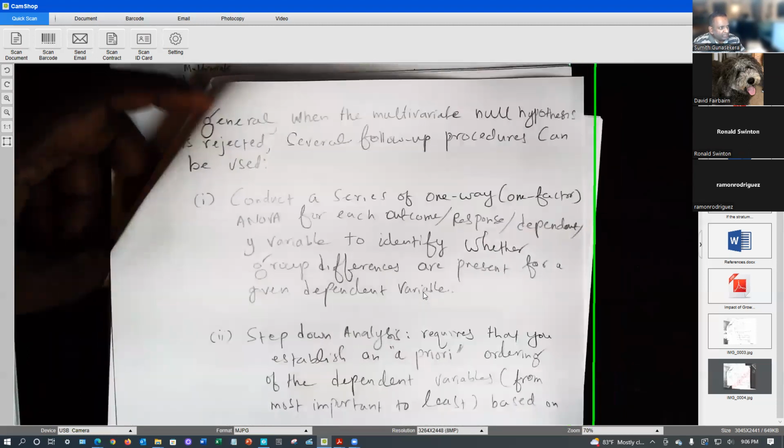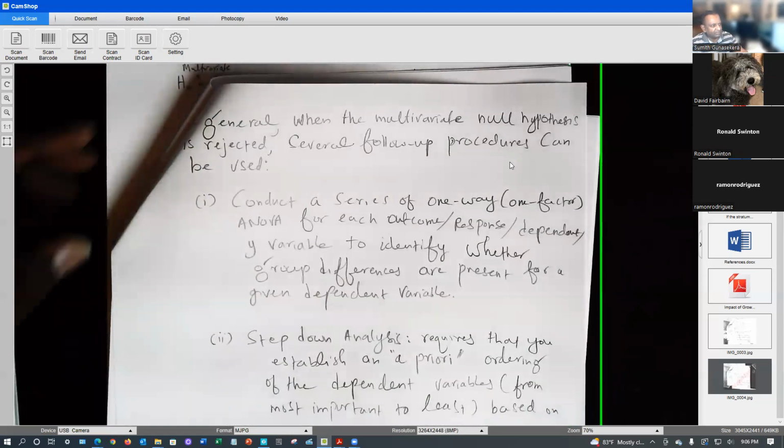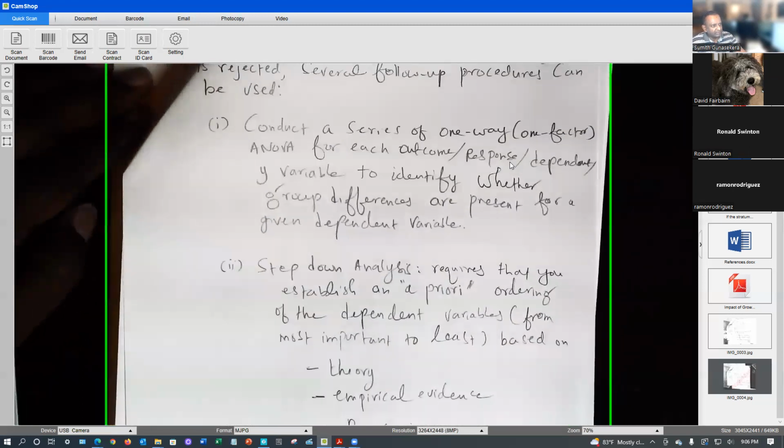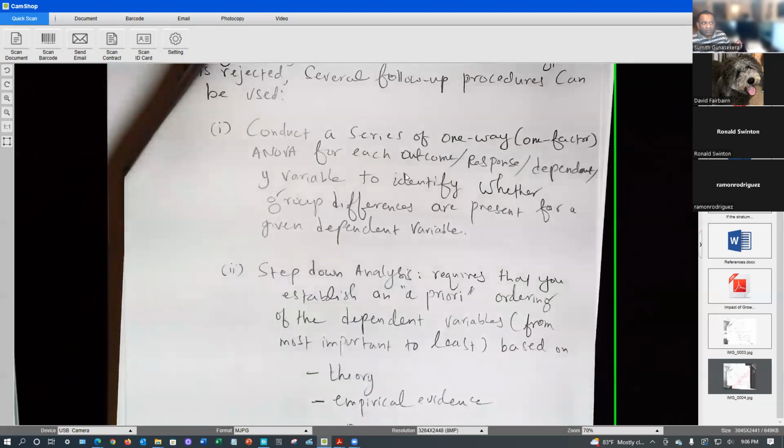In general, when the multivariate null hypothesis is rejected, several follow-up procedures can be used. These are the procedures you can do. Conduct a series of one-way ANOVA, not MANOVA, one-way ANOVA for each variable. In our case, we have two Y variables, mental and then BMI. You're going to identify whether group differences are present for a given dependent variable. For each dependent variable, can I run the ANOVA? Yes. Do we have that table already available?